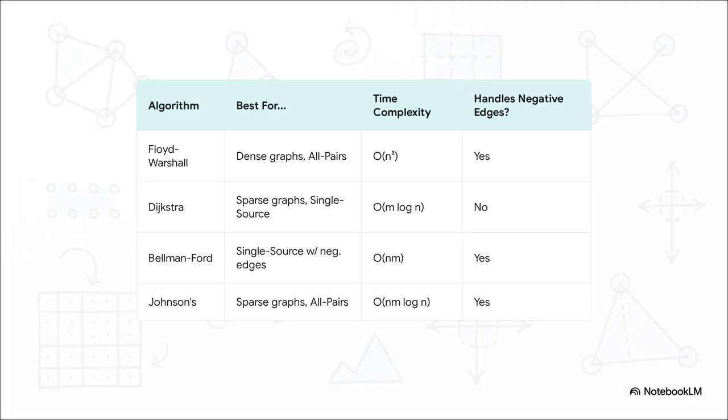This table is basically your cheat sheet. If you're starting from just one place and there are no negative edges, Dijkstra's is your best friend. It's fast. If you have negative edges but still only one starting point, you'll want to use Bellman-Ford. But when you need all pairs, it's a showdown. For those dense graphs we talked about, Floyd-Warshall's simplicity and its O of n cubed runtime often wins. For sparser graphs, Johnson's algorithm might be a better bet.